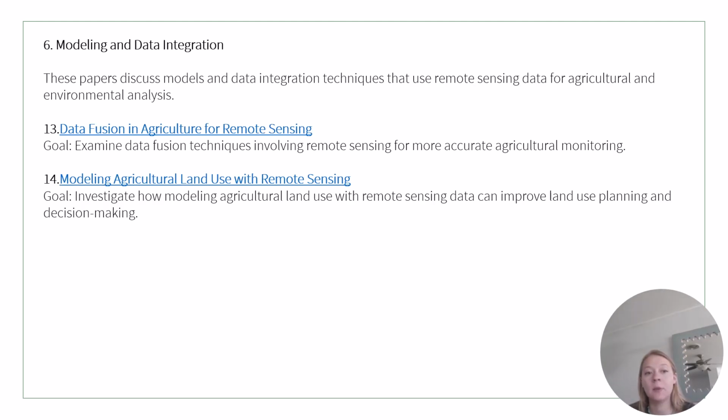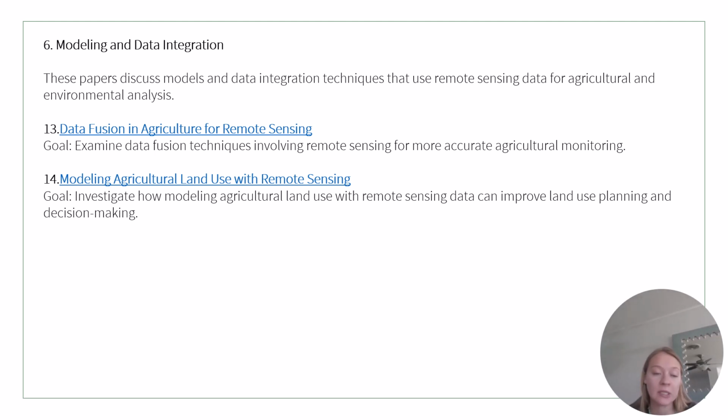Theme number 6 is going to be modeling and data integration of remote sensing. So these papers are going to discuss models and data integration techniques that are used for remote sensing data for agriculture and environmental analyses. So paper number 13 is data fusion in agriculture for remote sensing. The goal here is to really examine data fusion techniques involving remote sensing for more accurate agricultural monitoring.